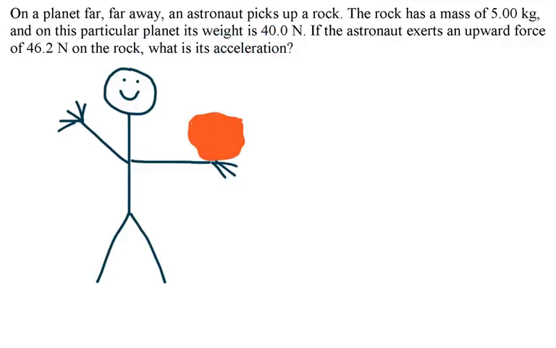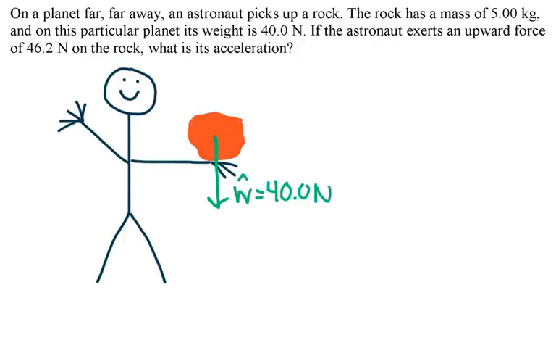Now remember that the weight is caused by the force of gravity. That's important, because a force is a vector. And we're going to assume that on this planet the force of gravity is acting straight down, just like on Earth. So when I draw my weight force, which is the force of gravity, it should be straight down as well. We'll label that as W, and that's equal to 40.0 newtons.